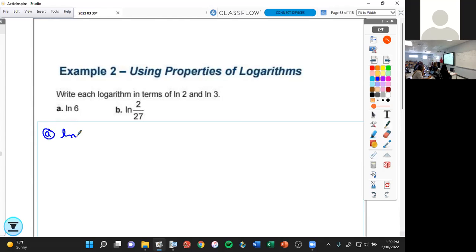Okay. So I can rewrite 6 as 2 times 3, correct? Now, using the property that we just saw a minute ago, how could I write the natural log of 2 times 3? Did we do what the problem asked? The problem said to rewrite the logarithm in terms of natural log of 2, meaning the only thing I can have are natural logs of 2s and natural logs of 3s.